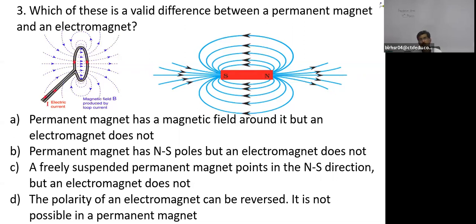For all practical purposes, an electromagnet is a magnet, and all properties of permanent magnets will be seen in electromagnets as well. The last option is the polarity of an electromagnet can be reversed. It's not possible in a permanent magnet. That is the right option, because by simply reversing the direction of the current flow, the polarity, the north and south poles of an electromagnet, can be reversed. So D would be the right option.